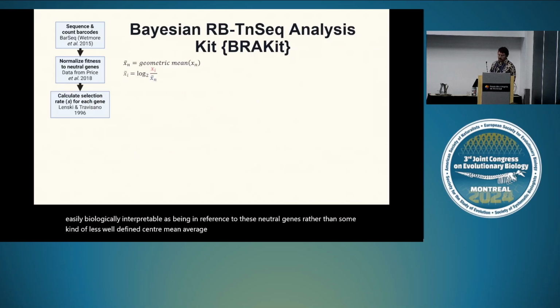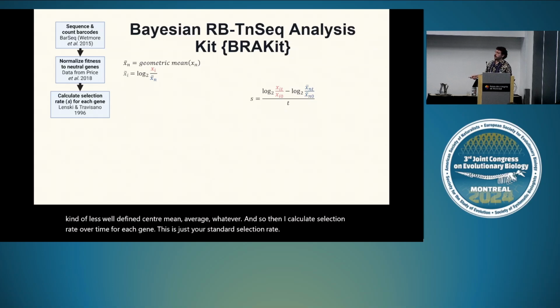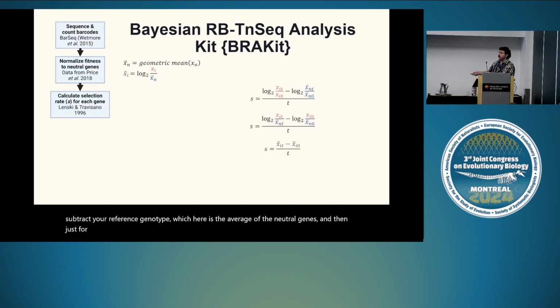And so then I calculate selection rate over time for each gene. This is just your standard selection rate formula where you have your log ratio of a gene at time t over the previous time point, and then you subtract your reference genotype, which here is the average of the neutral genes. And then just for completeness, you can rearrange the terms to nicely fit in your log ratio transformed values as well.